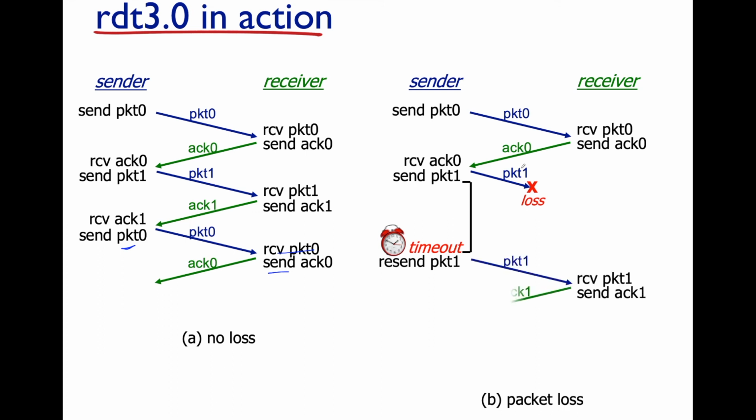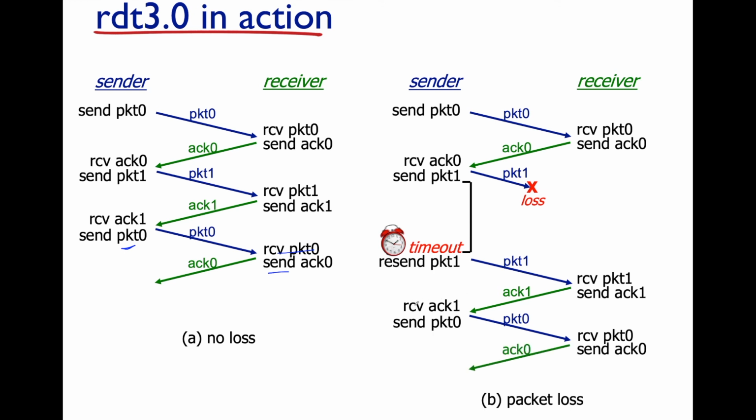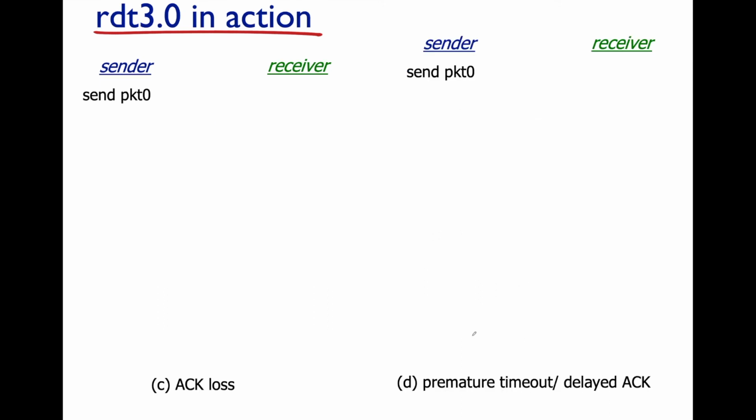So it resends packet 1, and that gets through. The receiver gets packet 1, sends ACK 1. The sender receives ACK 1, sends packet 0. Packet 0 goes across the wire, the receiver gets it, sends back ACK 0, and this process continues. And so here we see the timeout fire on the sender side, and that triggers the resend of packet 1 because the sender hadn't received the ACK for 1 in a long time. So it assumed it was lost, and it resent.